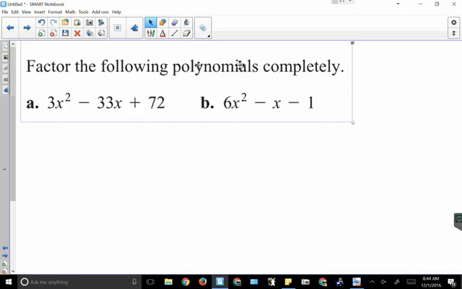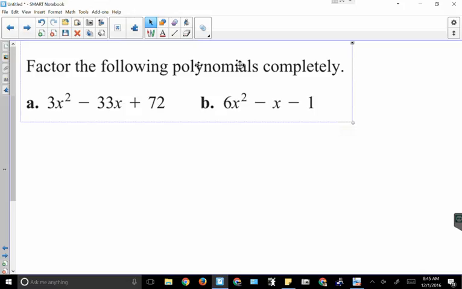Are there any commonalities? Take a look at A. Is there a common value between 33 and 72? Is there anything I can divide out of all three? That's just supposed to be yelling out 3. How do I know 72 is divisible by 3? Add the 7 to the 2 and I get a 9. Is 9 divisible by 3? Yep. So 72 is divisible by 3.